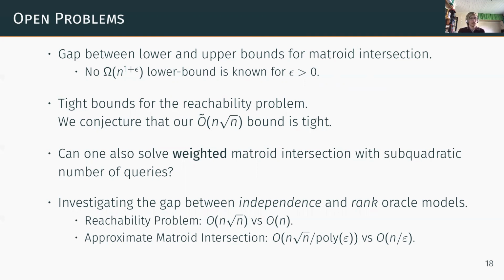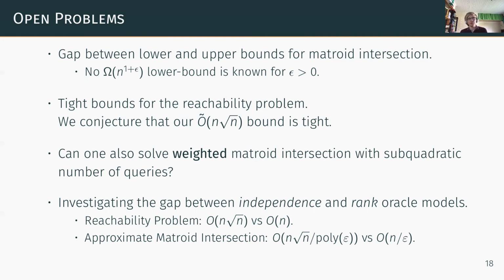And another open problem is to try to generalize these techniques, or maybe invent new techniques to solve the weighted Matroid intersection problem also with a subquadratic number of queries. So weighted Matroid intersection is where, instead of wanting to find a maximum size common independent set, each element also has a weight, and you want to find a maximum weight common independent set.